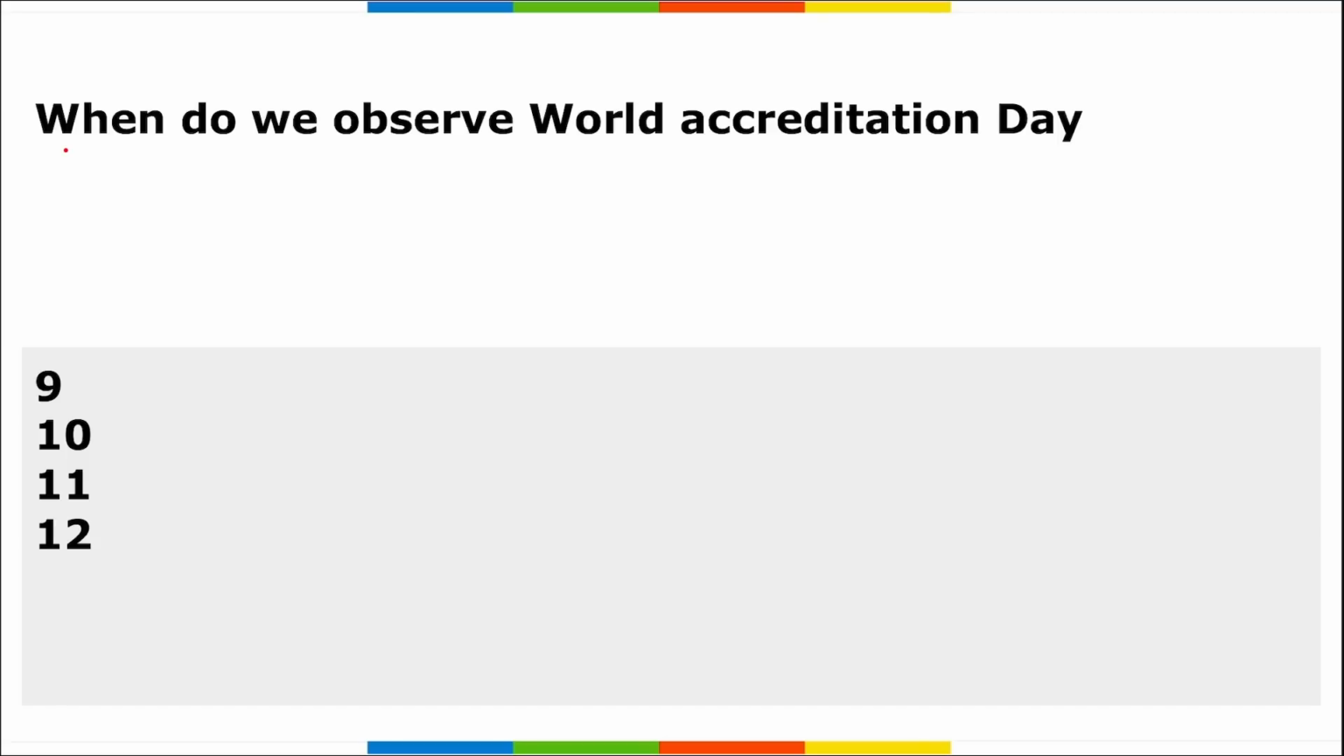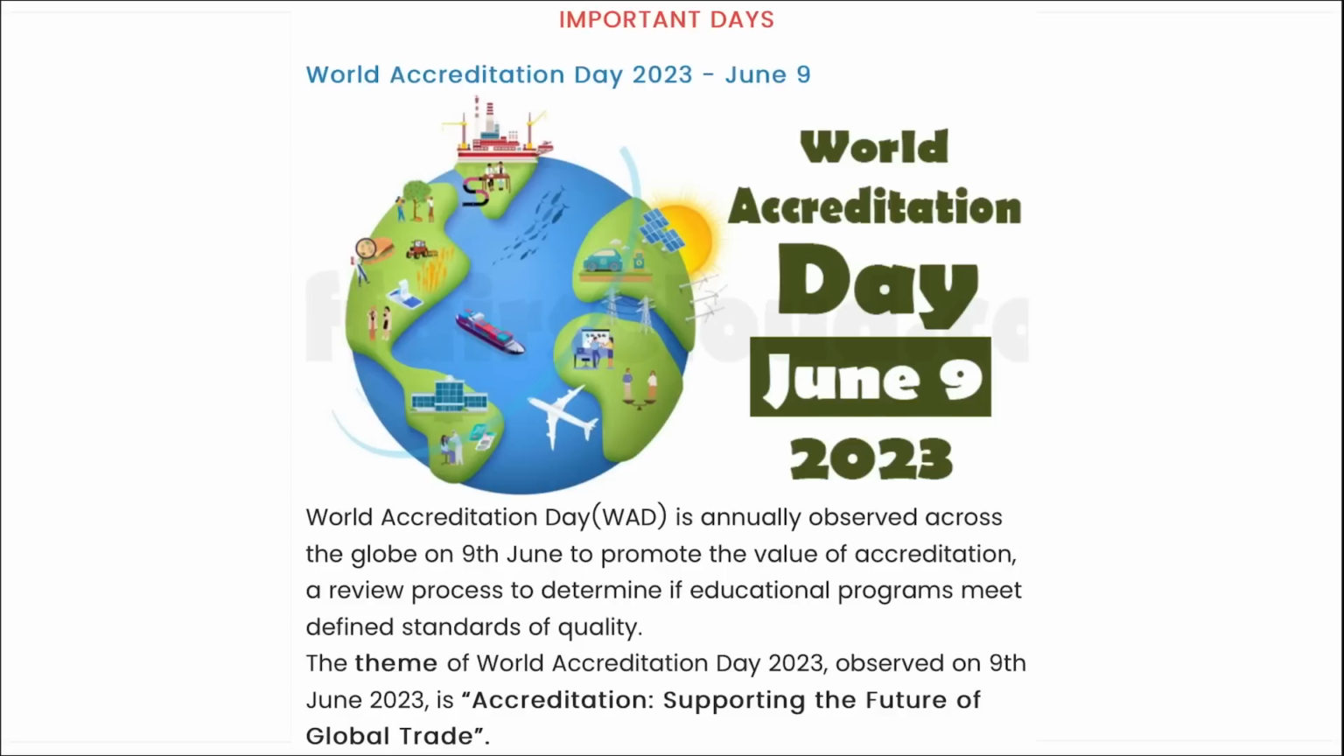Next is, when do we observe World Accreditation Day? World Accreditation Day across the globe is observed on 9th of June, and accreditation is a process to determine if educational programs meet the defined standard of quality. The theme for the same is accreditation, supporting the future of global trade. Correct? And the theme focuses on how accreditation supports the United Nations Sustainable Development Goals 1, 2, 3, 5, 8, 9, 10, 14 and 17. Correct? So this World Accreditation Day is observed on 9th of June.